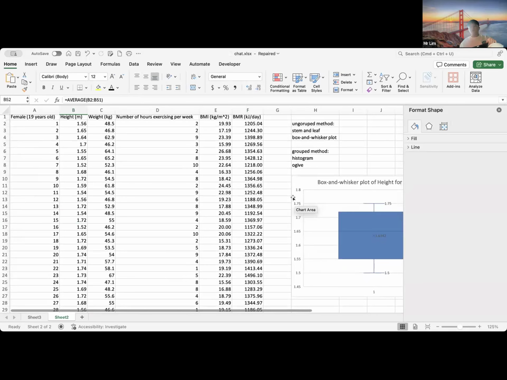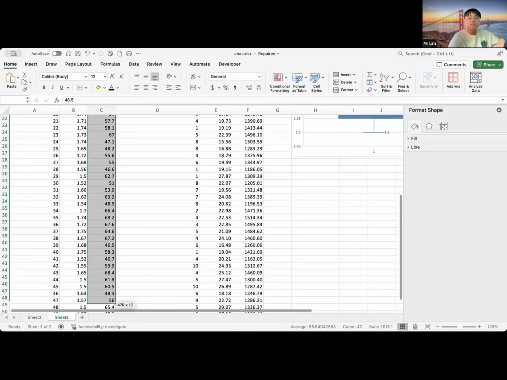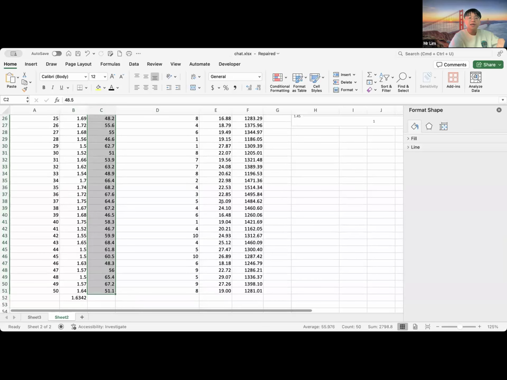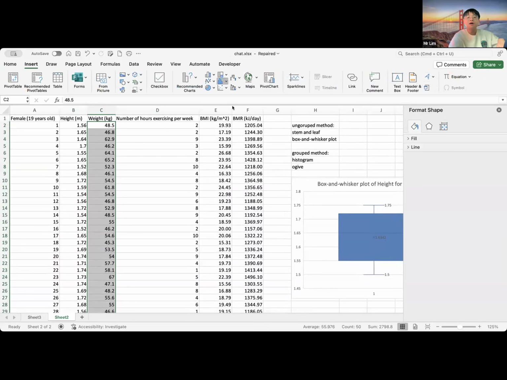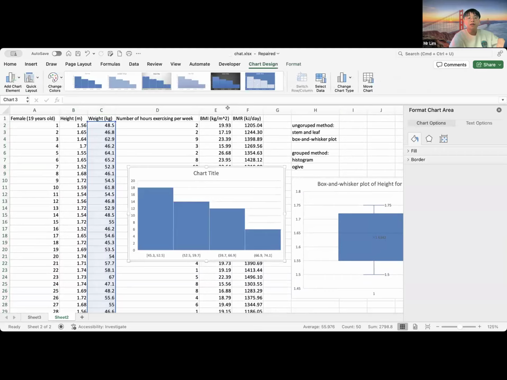Okay. All right. So let us show another way of doing it. For example, now I consider the weight, but I choose to use a different way to generate the graph. I don't want to use box and whisker again. Let's go to insert, see what kind of other. I just now saw histogram. Let's use histogram. Okay, only histogram, huh?